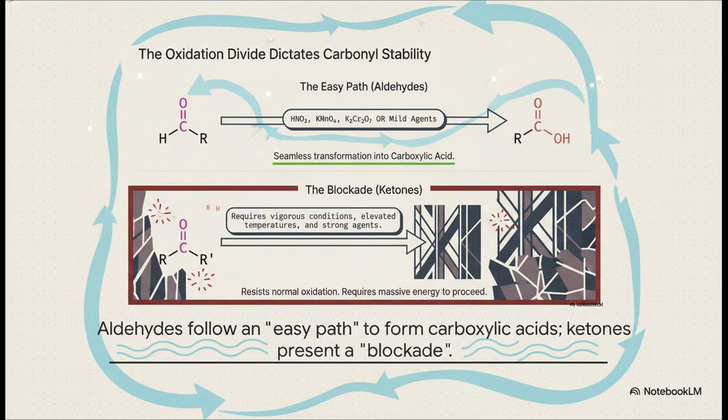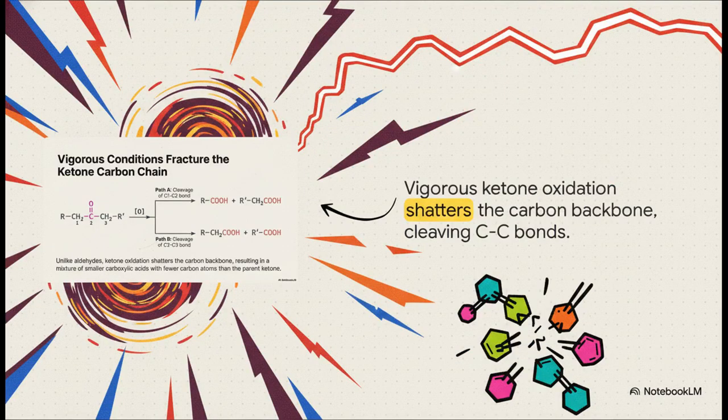No sweat. Ketones, on the other hand, put up a blockade. To oxidize them, you'd have to break a super strong carbon-carbon bond, and under mild conditions, they just refuse. If you really want to force a ketone to oxidize, you have to bring out the big guns. We're talking harsh chemicals, high heat, the whole nine yards. And even then, it's not a pretty reaction. It's so violent that it literally shatters the molecule's carbon skeleton, breaking it into a messy jumble of smaller carboxylic acids. It's not chemistry, it's chemical brute force.